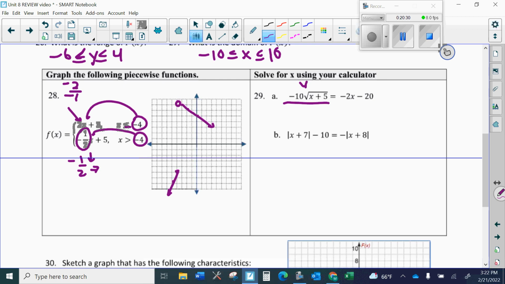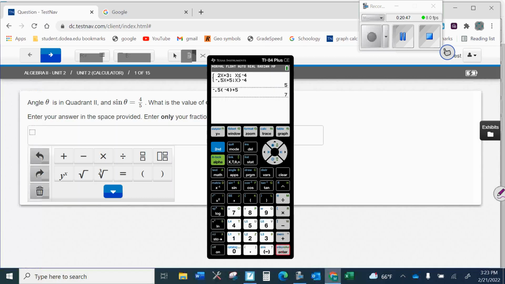This goes in y sub 1. The right side goes in y sub 2, and find where they intersect. We have to be able to show that intersection on the graphing calculator before we can do the second calc 5. Okay, so let's type it in. Negative 10 square root of x plus 5. So we clear this out, go to y equals, clear that. Negative 10 square root of x plus 5.